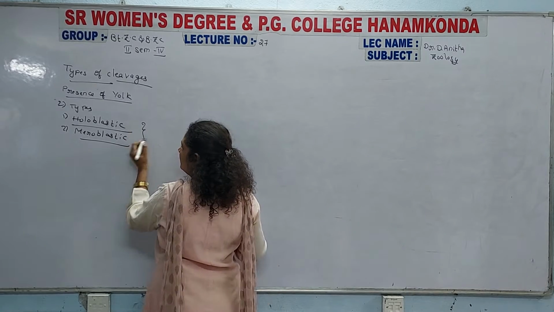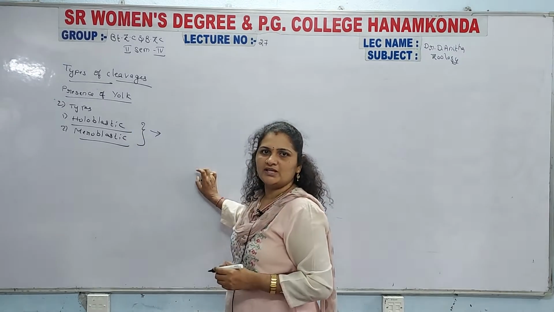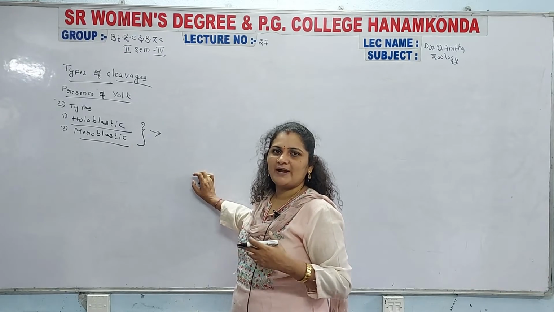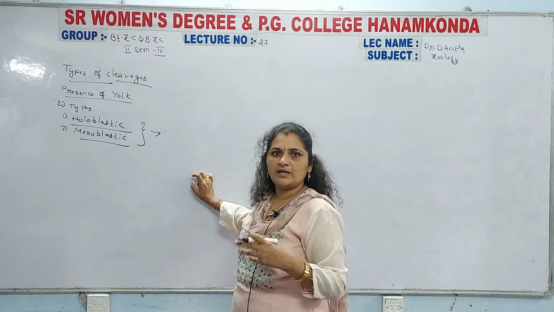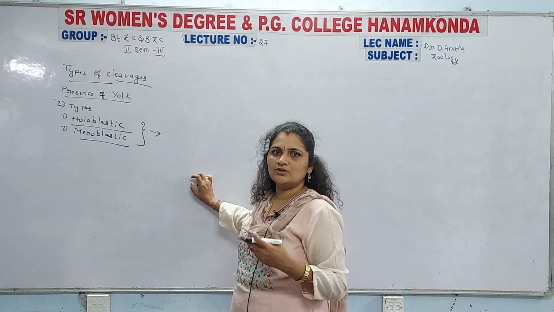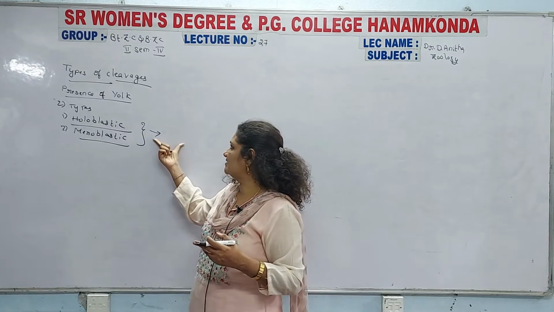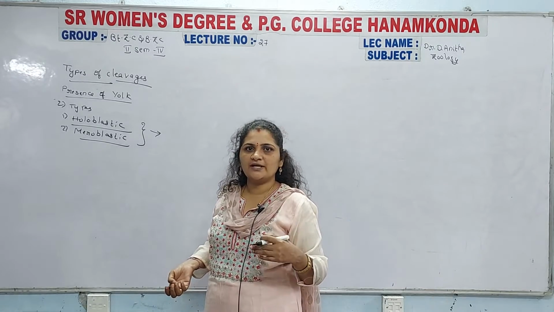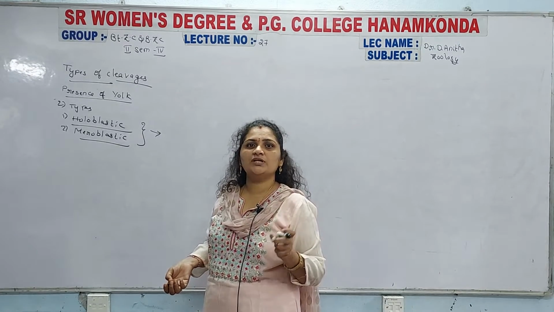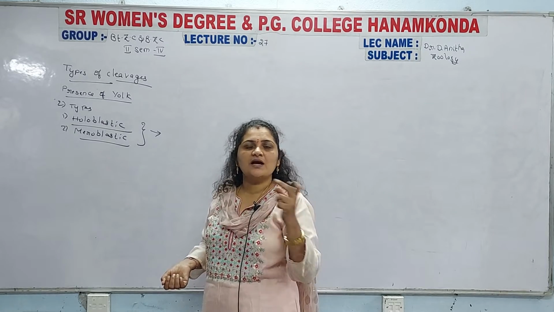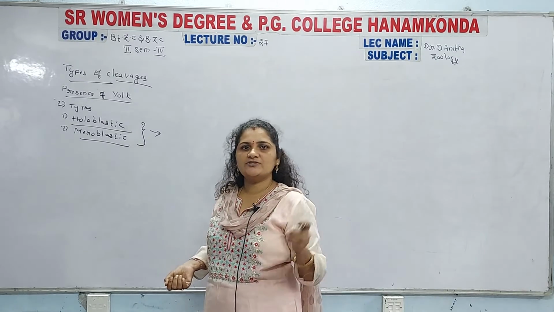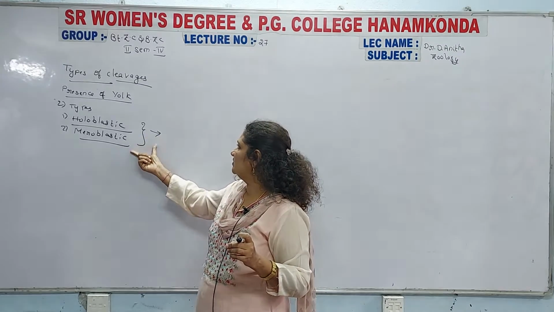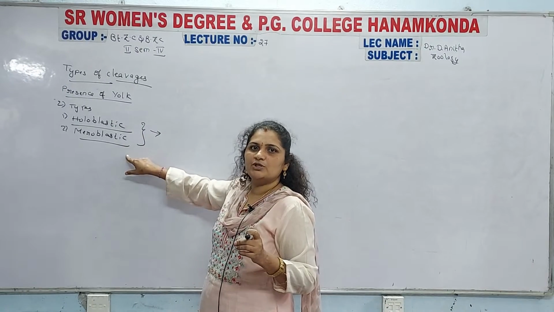The main variation is that in holoblastic cleavage, holo means the complete, whole part of the zygote undergoes the cleavage. Why? Because it does not contain a large amount of yolk. The meroblastic cleavage may contain a large amount of yolk. That's why only some part of the zygote undergoes cleavage, and the remaining part stays as it is and is not divided. That is the main variation between the holoblastic cleavage and the meroblastic cleavage.